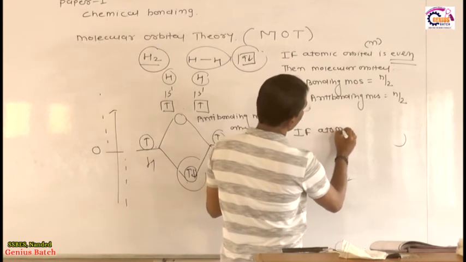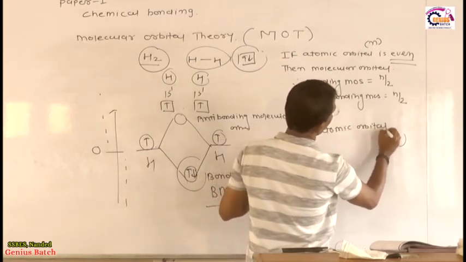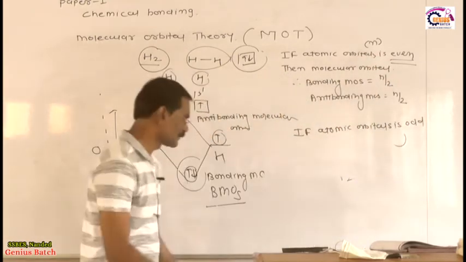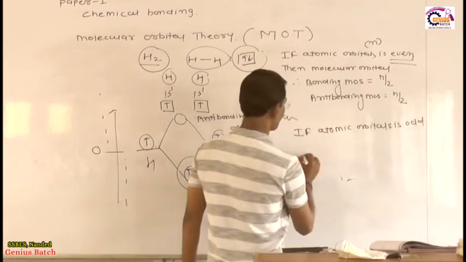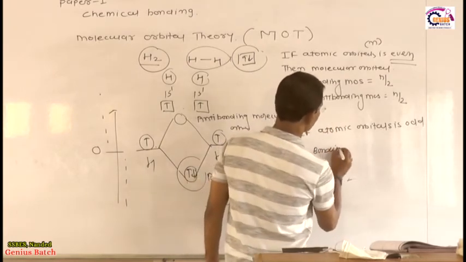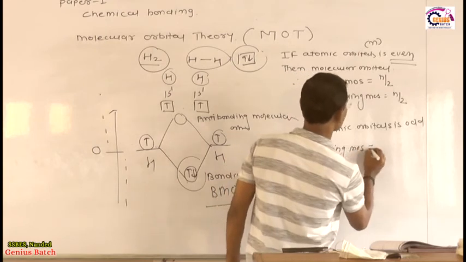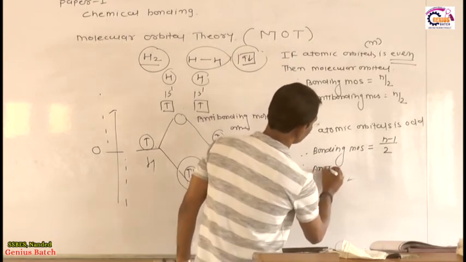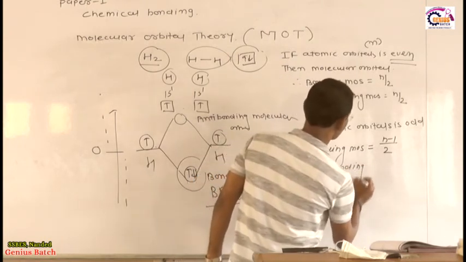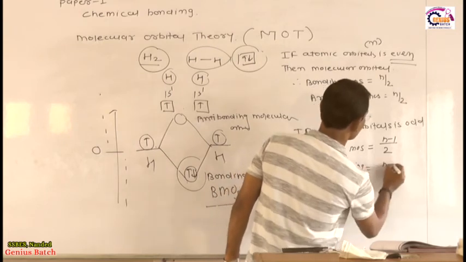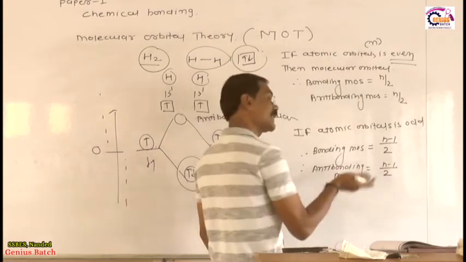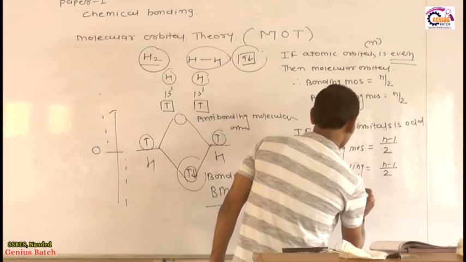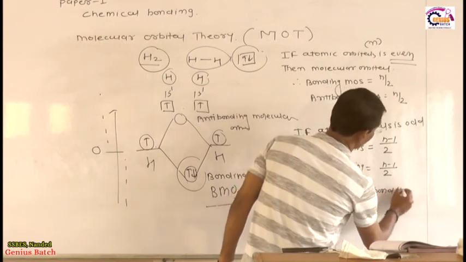And if the number of atomic orbitals is odd, my friend, listen very carefully, then in the molecular orbitals, the bonding MOs are equal to n minus 1 by 2. The same thing happens here. How to calculate anti-bonding MOs? Anti-bonding MOs are also n minus 1 by 2, and 1 remains, and that remaining 1 MO is called the non-bonding MO, which has 0 energy.